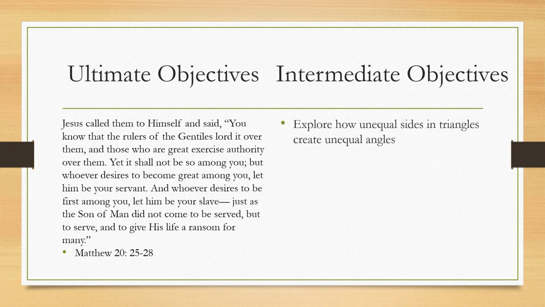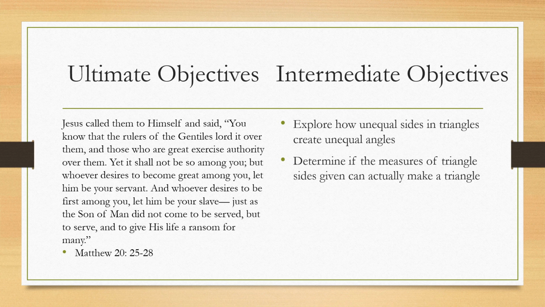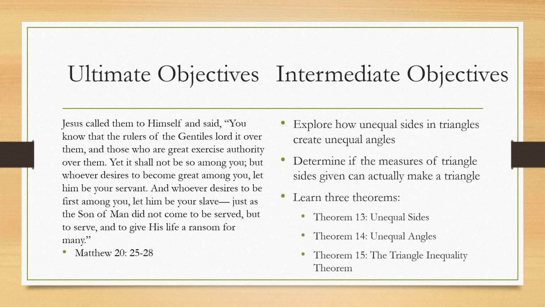Let's talk about intermediate objectives that are specific to lesson 5.3 and 5.4. So we're going to explore how unequal sides in triangles create unequal angles. We're going to determine if the measures of triangle sides given can actually make a triangle. Sounds interesting. And we're going to learn 3 theorems. Yep, that's right. Theorem 13, which is all about unequal sides. Theorem 14, which is about unequal angles, and it just happens to be the converse to Theorem 13. And I know I've got you on the edge of your seat with that one. And Theorem 15, the Triangle Inequality Theorem.